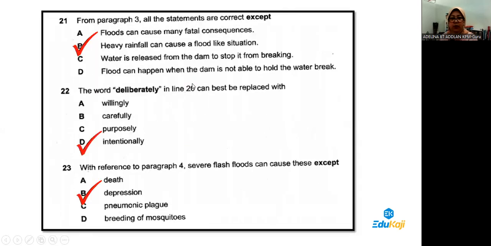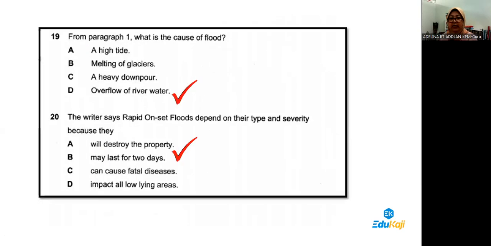Okay, let's look at question number 21. In any comprehension question, there will be one or two questions that use the word except. Except, so be careful. It can be one question, it can be two questions, it depends. And there will also be one question that will ask students to look for the answer in line 20. Okay, this is what I meant by line 20. Let's look at line 20. Where can we find line 20?